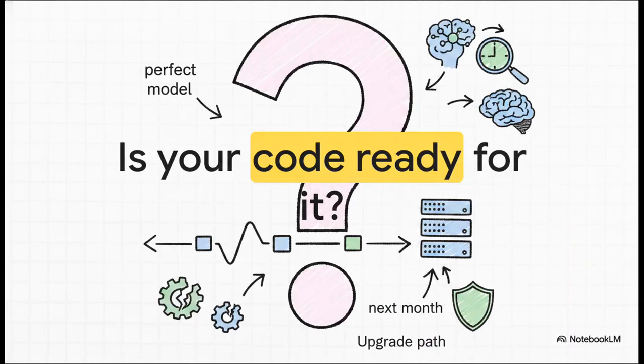You've scoured all the available resources, you've run your tests, and you have found the absolute perfect model for your current project. It's fast, it's highly accurate, it's literally exactly what you need. But here's the real question. Is your codebase actually ready to handle it? And more importantly, can your code survive a sudden model upgrade when a much better version inevitably drops next month? Okay, let's dive into this.